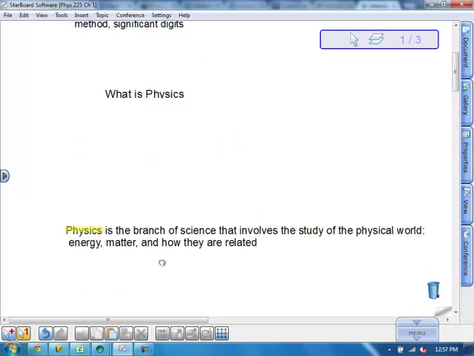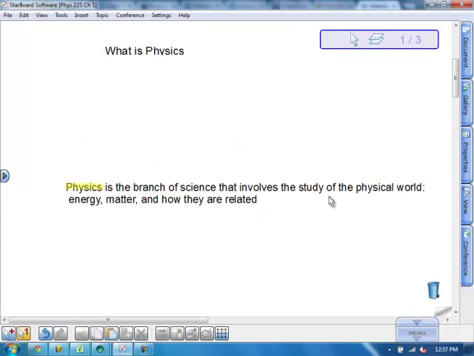All right, physics is the branch of science that involves the study of the physical world. Namely energy and matter and how they're related. And we're going to spend the whole course just talking about the interactions of energy and matter, that they're essentially two sides of the same coin.